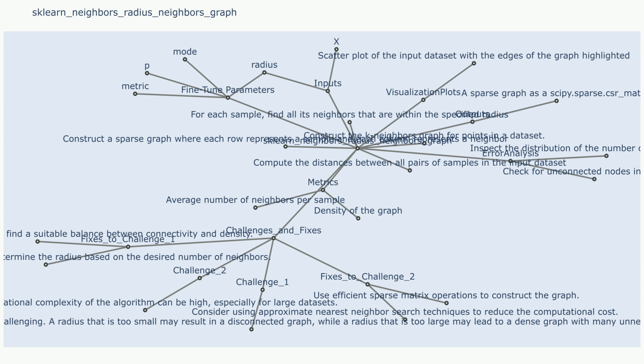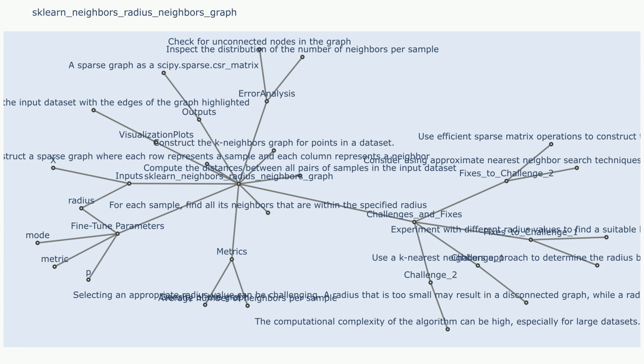Steps. For each data point in X, it calculates the distances to all other points using a specified distance metric. It then identifies the neighbors within the specified radius. The neighbors are then connected in the graph with an edge weight of 1.